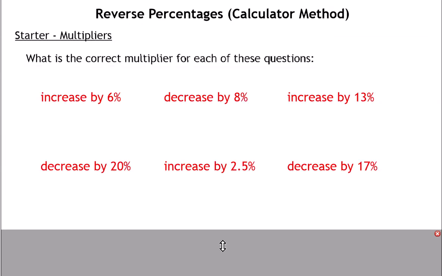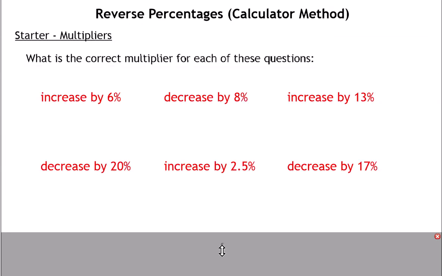Today I'm going to be showing you how to do reverse percentages with a calculator. Okay, last time we did a non-calculator method. I'd say this is a bit easier as long as you are happy to work with multipliers, which you've looked at before. Okay, so the first thing I want you to do in your books is to write all these down, and I want you to pick the correct multiplier for each of them.